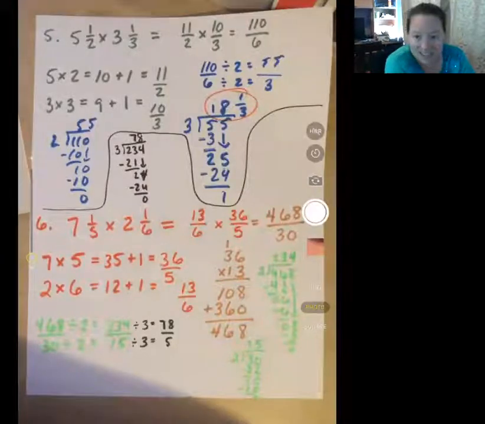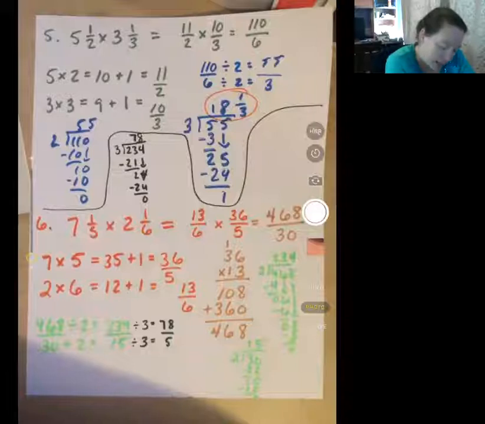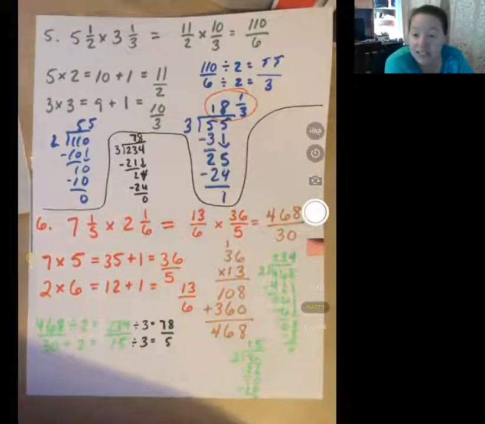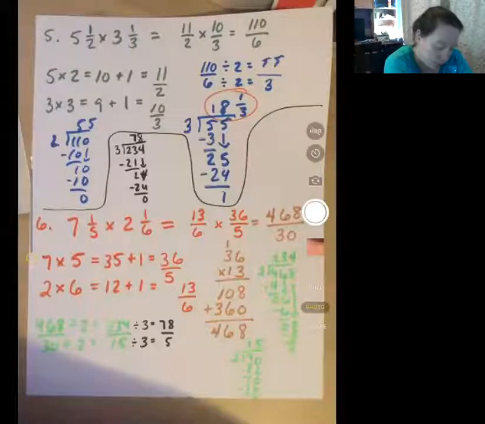Okay, so let's check again. I cannot take out a 2. I don't have both even numbers. I cannot take out a 5. 78 does not end in either a 0 or 5. 7 plus 8 is equal to 15. 1 plus 5 is equal to 6. That's divisible by 3. But 5 is not divisible by 3, so I can't go any further.